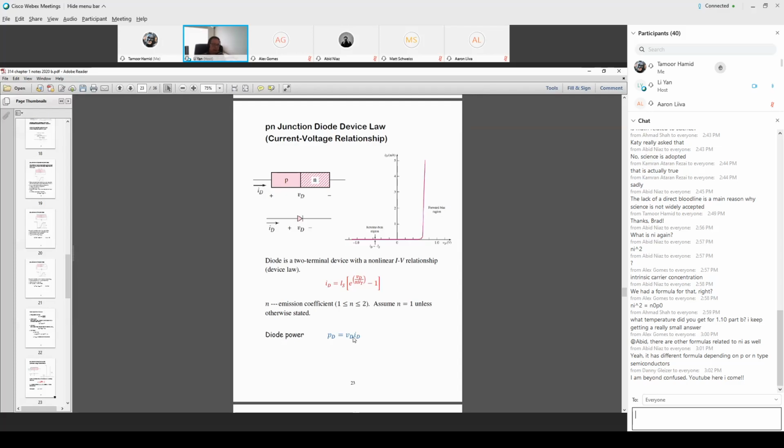So what's V? V is the voltage of the diode. What's I_D? Sorry, power P equals VI. The voltage V is the diode voltage V_D, and the current I_D is the diode current. Look at this equation: by default we use a plus sign. All right, that's by default.